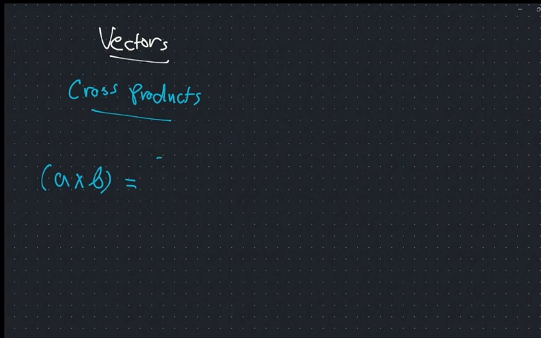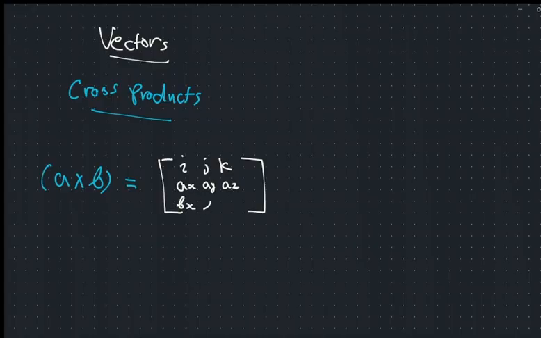but let's say we have 3 dimensions. So using the matrix, A cross B is going to look something like this. If we have 3 dimensions, then it's going to be I, J, and then K. And then here we will have AX, AY, AZ, and then here BX, BY, and then BZ.